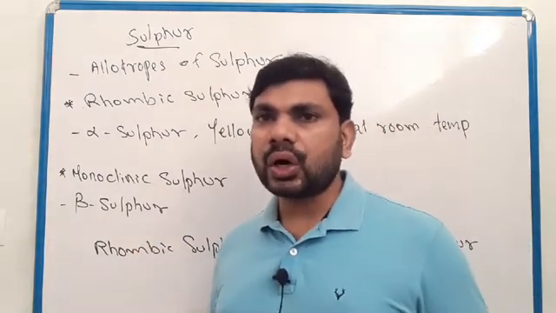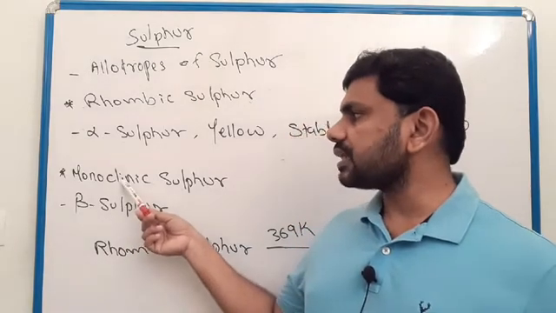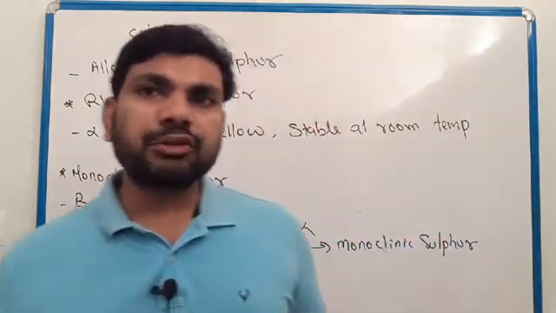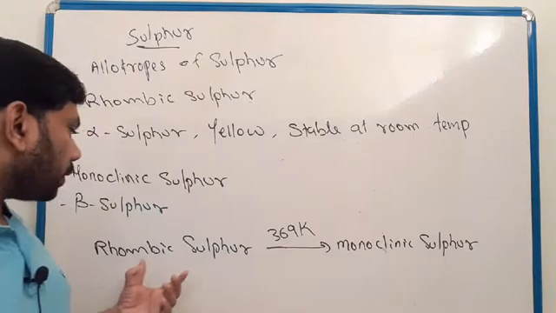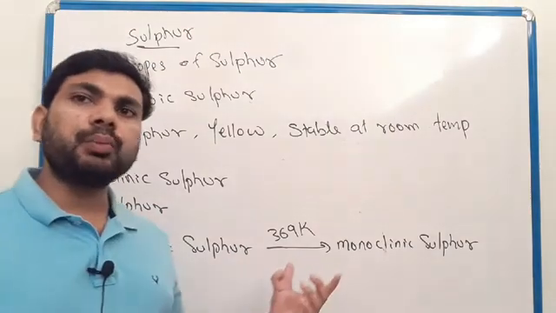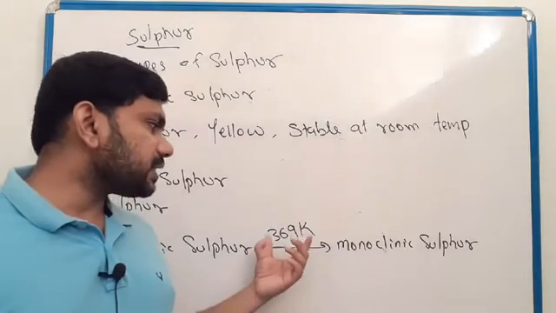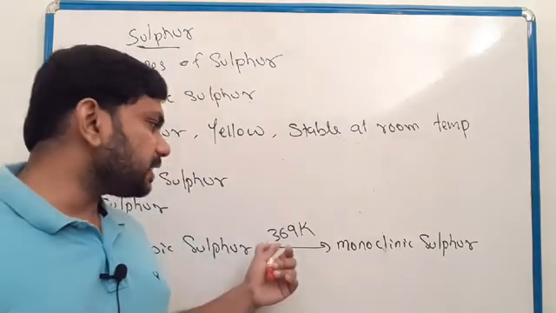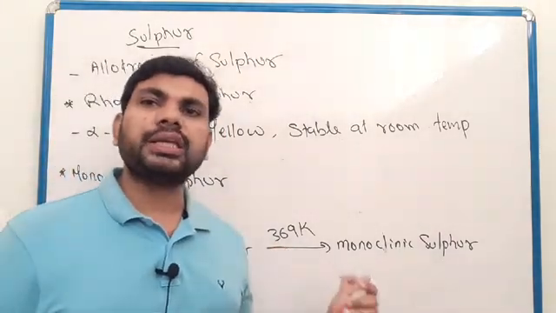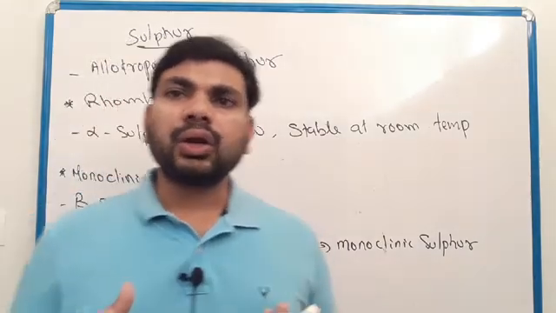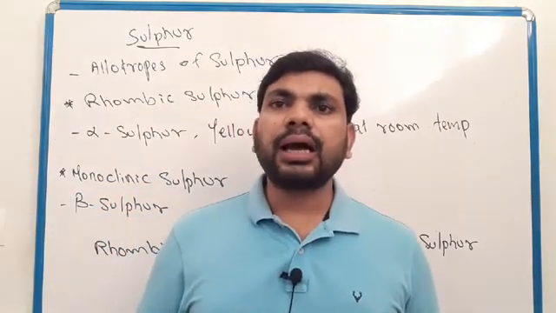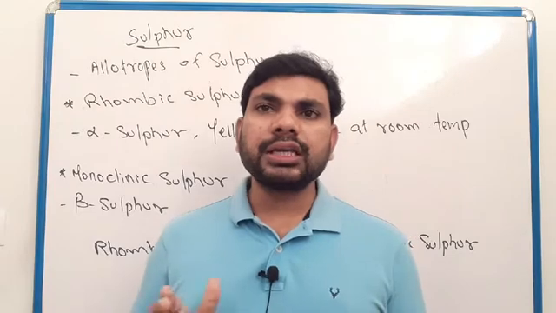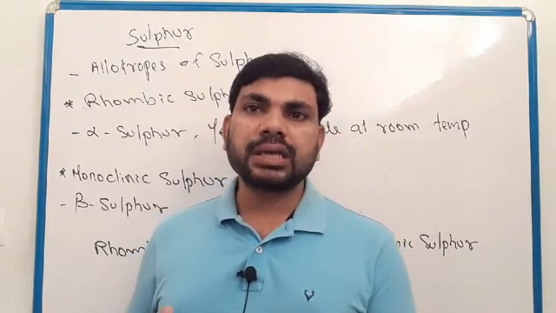Next allotrope, monoclinic sulfur, also called beta sulfur. Next point: alpha sulfur, or rhombic sulfur, can be converted into monoclinic sulfur at 369 Kelvin. When you heat rhombic sulfur at 369 Kelvin, it will change to monoclinic sulfur. So the allotropes of sulfur are rhombic sulfur, also called alpha sulfur, and monoclinic sulfur, also called beta sulfur.